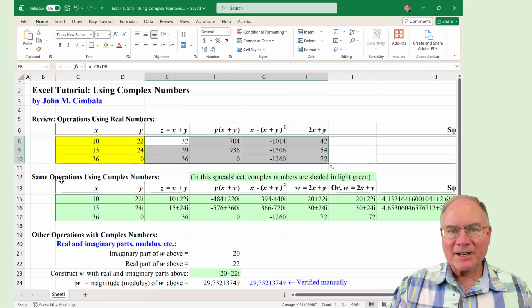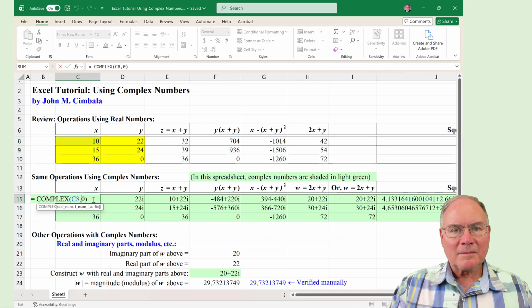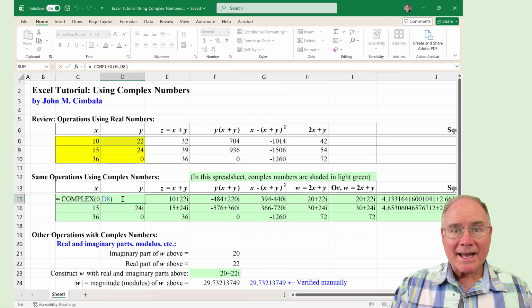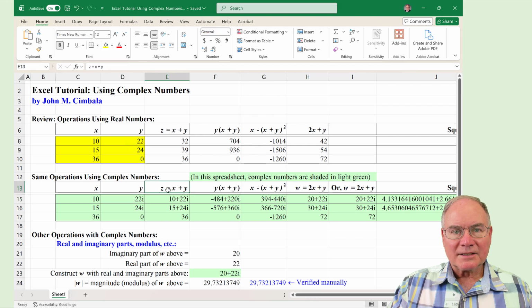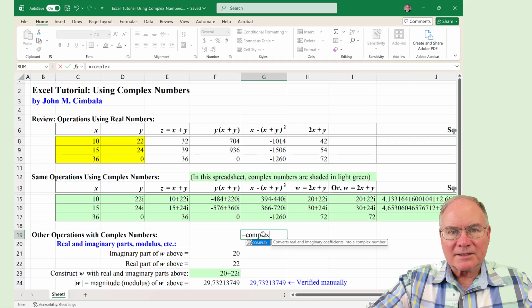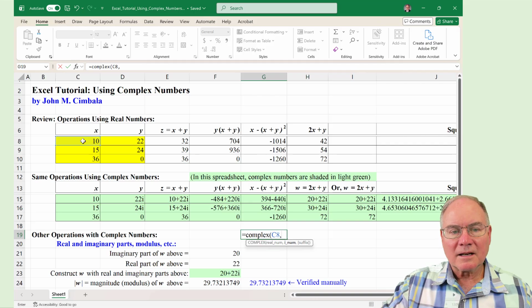Let's do these same operations with complex variables. My x is now a complex number with 0 as the imaginary part, so it looks just like the 10 up here, but this is now a complex number. I make y a purely imaginary number by equal complex 0 and d8. To generate full complex number z, we use imsum of x and y, which gives us 10 plus 22i. You can also do this by typing equal complex and the real x up here, comma, the real y, and we get the same answer.